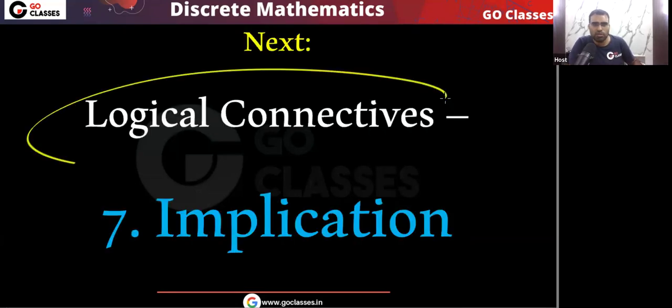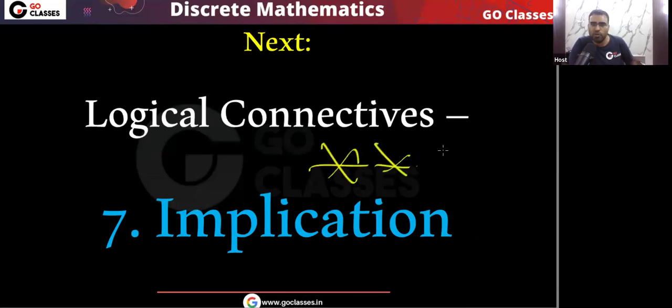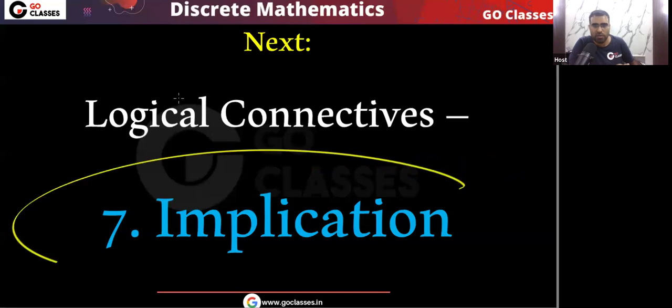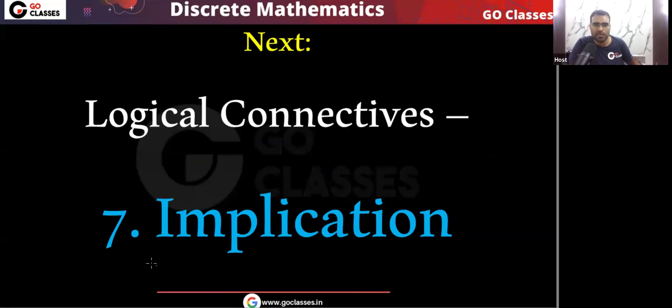Now let's see the next logical connective, that is implication. And this is most important. Let me tell you that so far, all the connectives that we have seen were actually very easy and very intuitive. But this implication is the most important logical connective. So we will give a lot of time to implication. We will discuss all about implication. Now let's start. What is this implication? You can say implication or you can say conditional, both are fine. You can also call it a conditional statement.